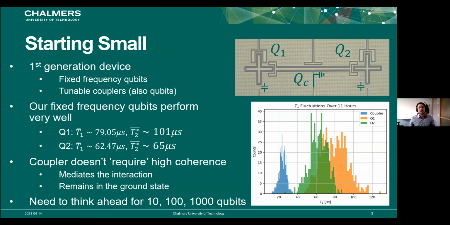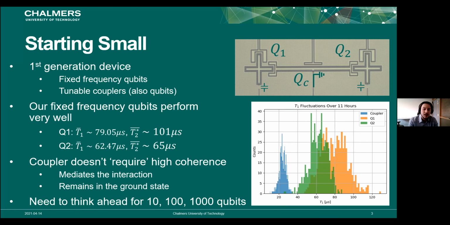So starting small, our first generation device was essentially the same architecture. We had 2 fixed frequency qubits, qubit 1 and qubit 2, and we had some tunable coupler in between. Our fixed frequency qubits perform very well, generally. We get consistently above 60 microseconds T1, and we're not quite T1 limited in terms of our T2, but we're getting there, and we can improve that with more filtering.